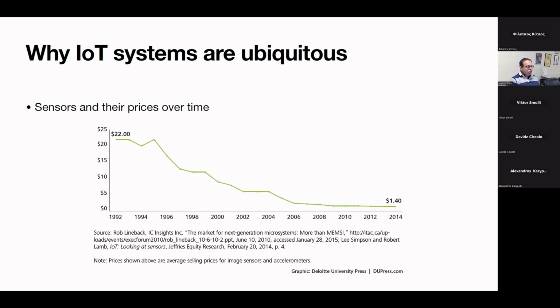There are various reasons why IoT systems are ubiquitous today. First of all, as we can see in this slide, the cost of sensors has decreased rapidly over the past few years. So today we can buy very cheap sensors, which are quite good in order to perform a certain function.